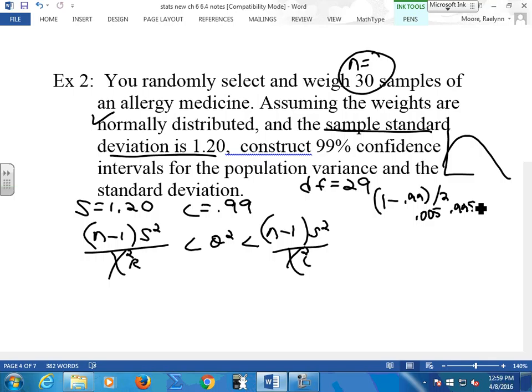Remember, the one on the left is going to be lower. We find it here. However, in our formula, we're going to have to put the larger one where the right one goes. 52.336 would be the right one.